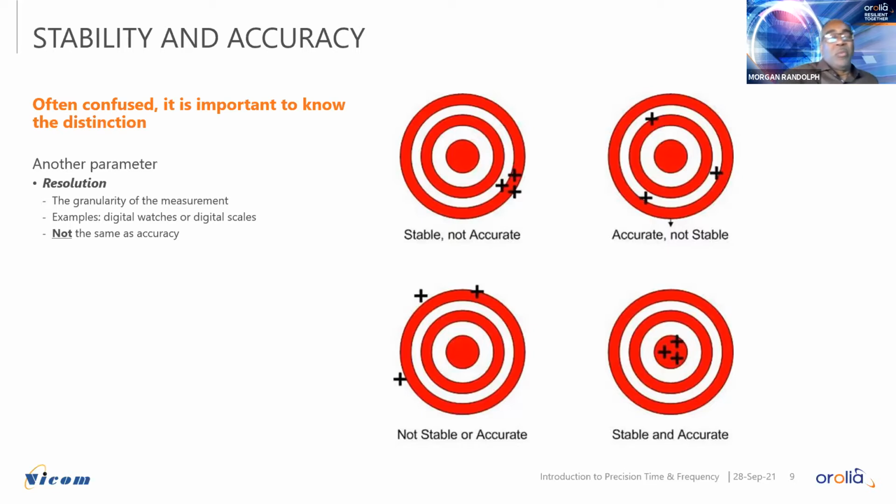What our device provides, down in the right-hand corner here, is stable and accurate timing solutions. You could have not stable, not accurate. You could have accurate, not stable, or stable, not accurate. You'll get all of those, from varying degrees to varying oscillators, in the various ways you're trying to get time.